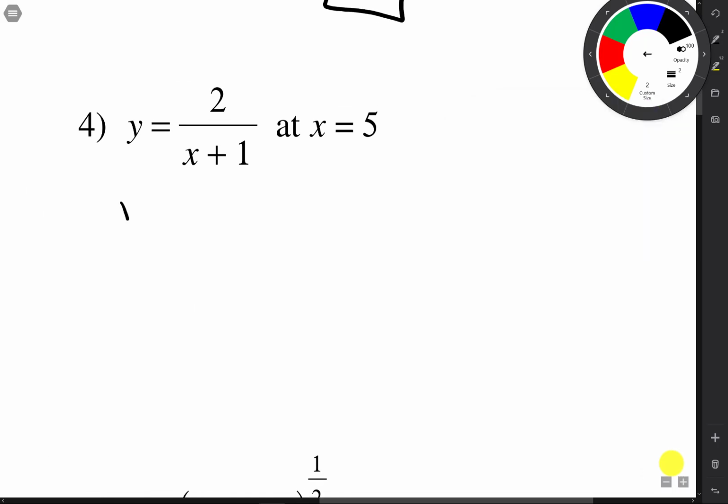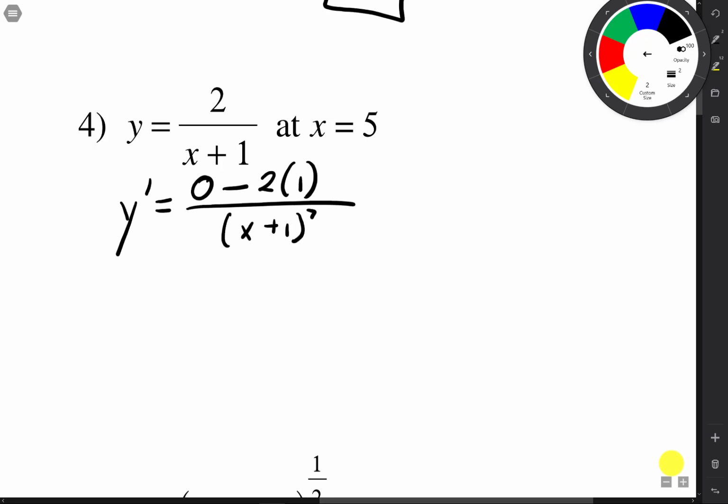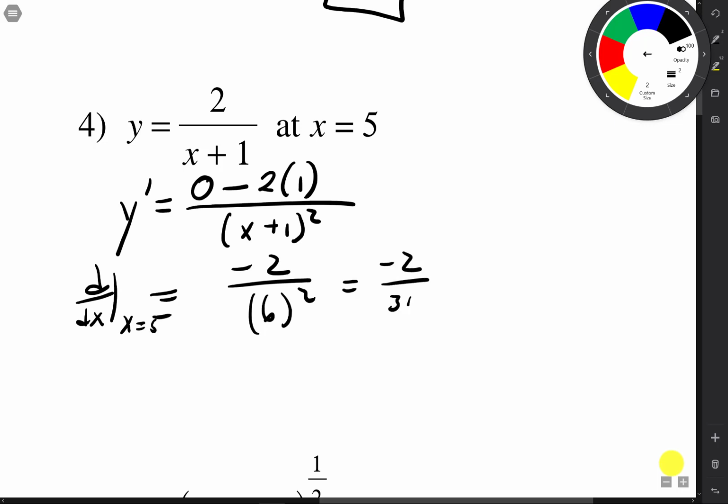Let's see. So again, quotient rule. So the derivative of the top is 0 times the bottom, which doesn't matter, minus the top times the derivative of the bottom, all over the bottom squared. And so that'll be negative 2 over 6 squared when x is 5. So that's negative 2 over 36, which is negative 1 over 18. Excellent.